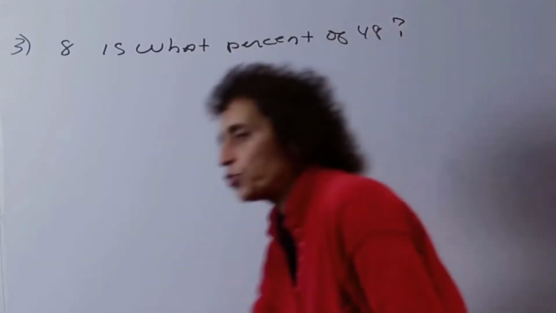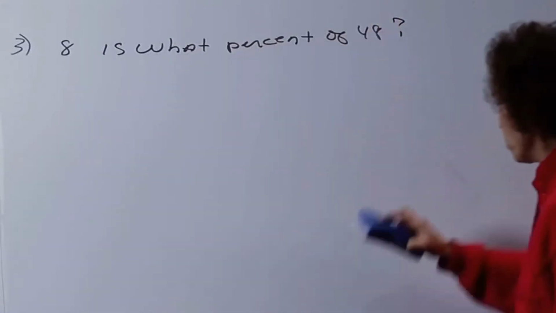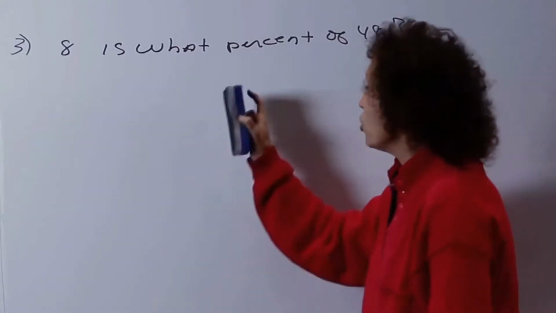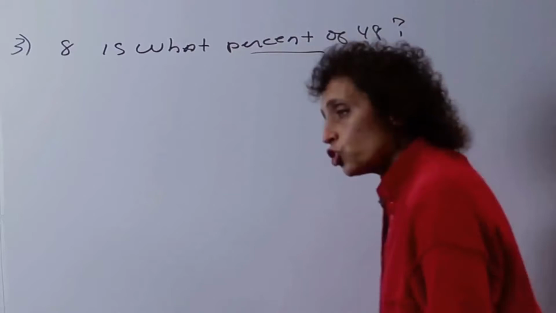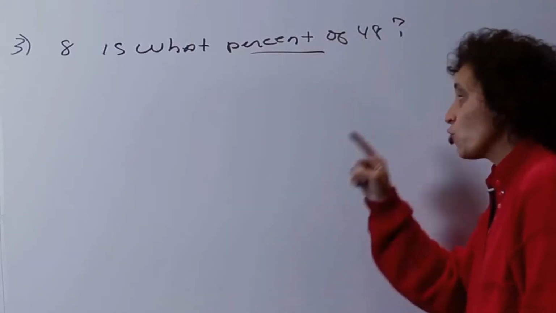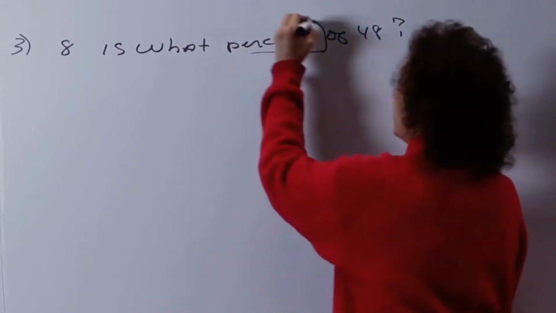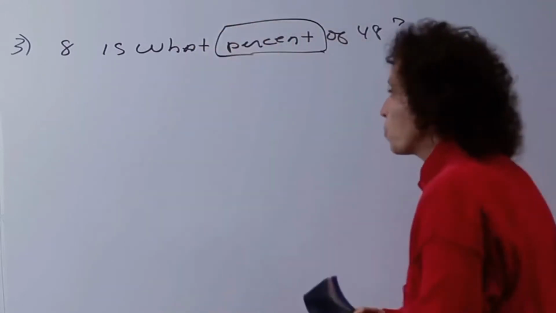If you notice the other two questions, and you can look at them up there on your screen or in your workbook, you're always looking for a number. Here you're looking for a percent. So when you're done, you're going to have to change your answer to a percent. Be very, very careful. Almost nobody does that. Change your answer to percent when you're done.